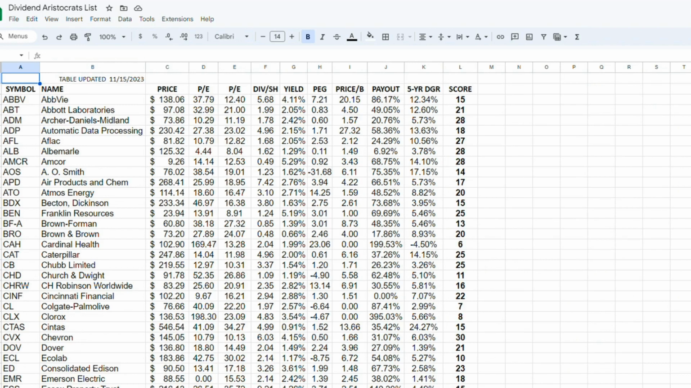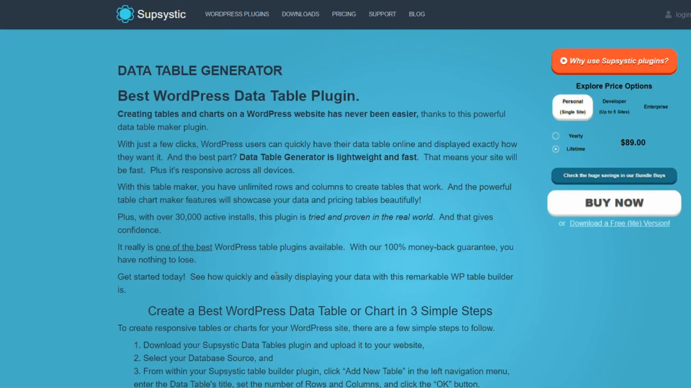Then every night I make a copy of the second tab, and that's the one I use to import into my website. Now to do that, I use a WordPress plugin called the Supsystic Data Tables Generator Pro. This is a free WordPress plugin, but you do need to pay to get the functionality to import data from the Google Sheets into WordPress.